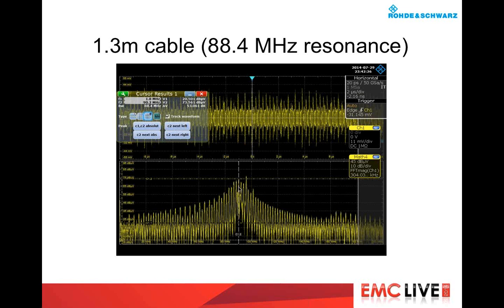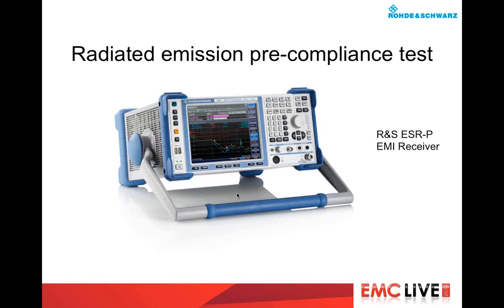Here's a case where we've actually set up a 3-meter measurement site in an office, and this is easily done, and we can use this kind of a setup to give us a rough estimate of whether the product is failing or passing. This is a typical pre-compliance receiver or EMI receiver. This particular one is from Rohde & Schwarz, which works quite nicely for doing pre-compliance testing.